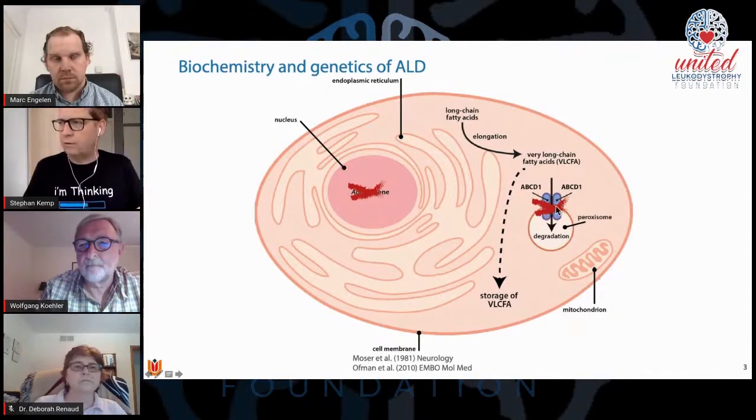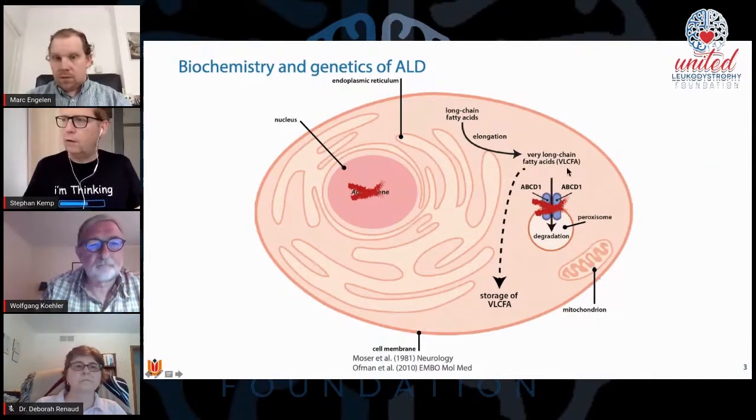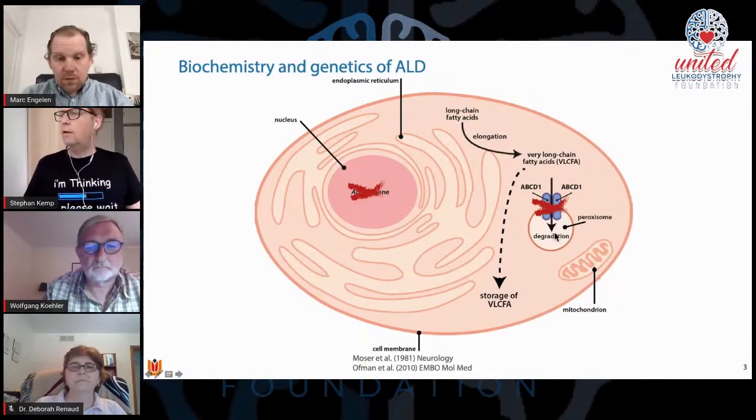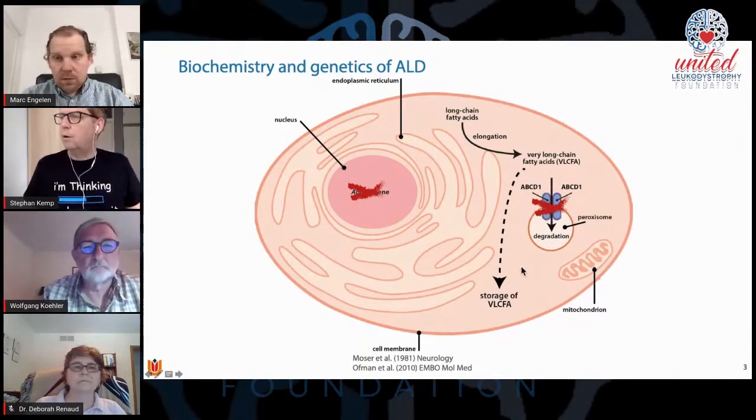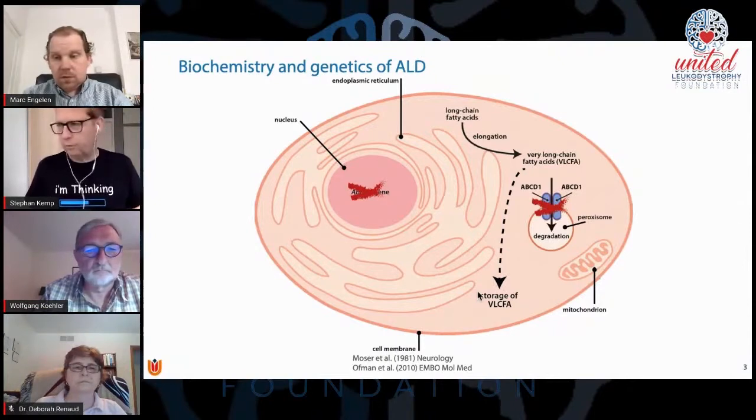these very long chain fatty acids, and a mutation in the ABCD1 gene results in a defect in the ABCD1 protein. And therefore, a defect in the import of very long chain fatty acids into the peroxisome. So they're not degraded anymore. And as a result, they build up, and there's a storage of very long chain fatty acids in the cell, and ultimately in organs and tissues.